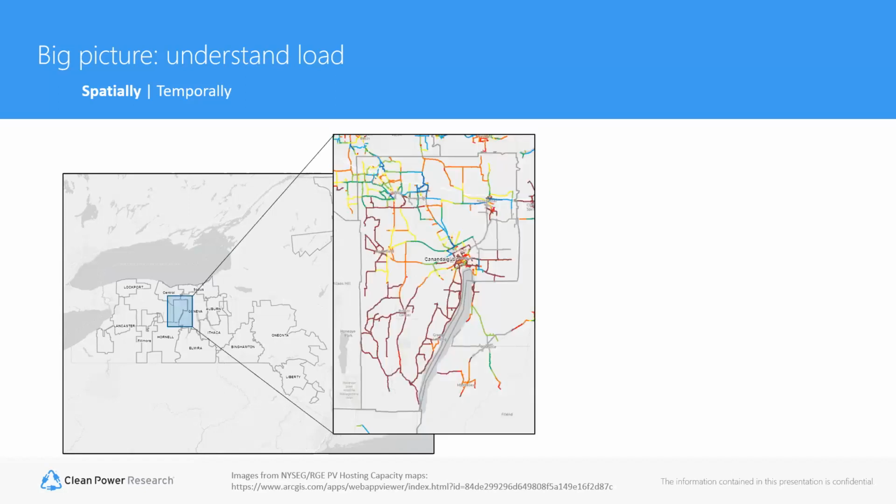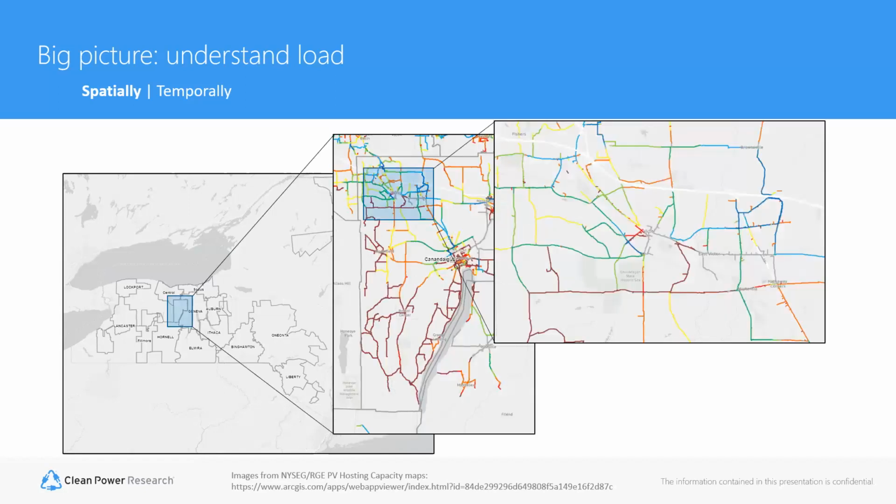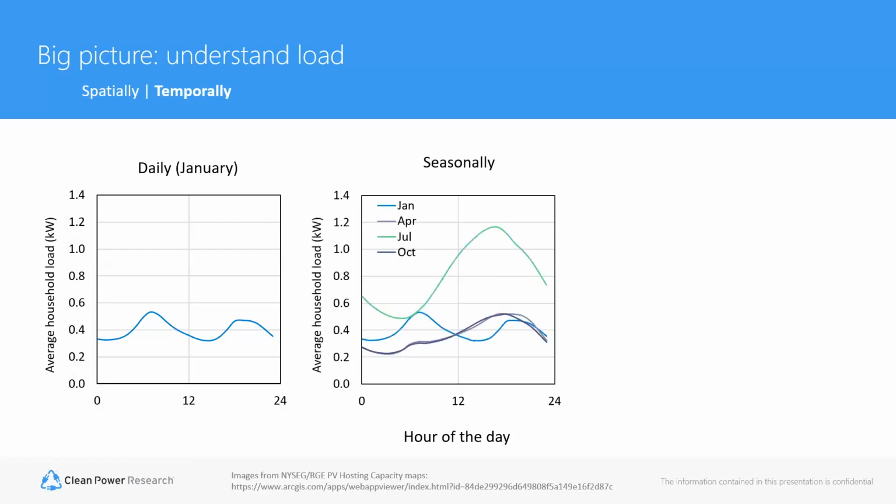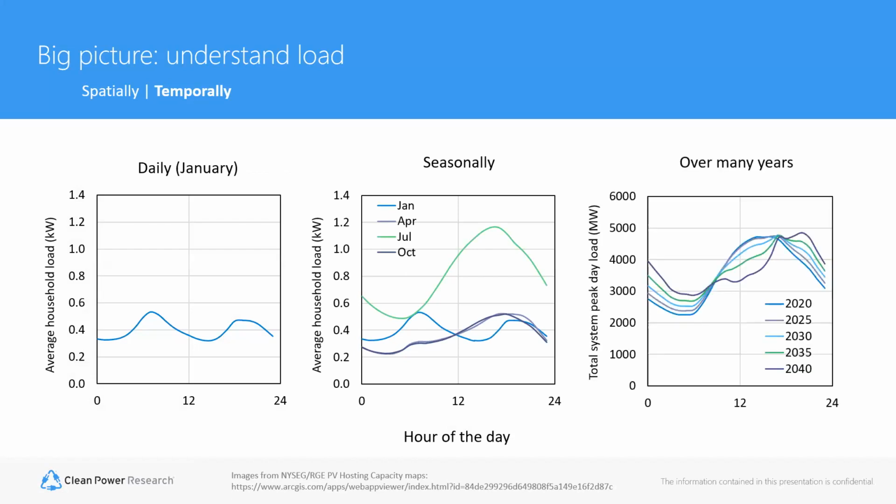Like everything that we've been talking about, the big picture here is to understand load. So we want to understand it spatially at the service territory level, cities or counties, and down to feeders or lines. And then we also want to understand it over time, what's happening within a day, what happens seasonally. The blue line in January and the green line in July in Arizona is just very different. And of course, what happens over many years, how is this load going to change? This is a total system peak day load in the summer, what happens to that load over time?